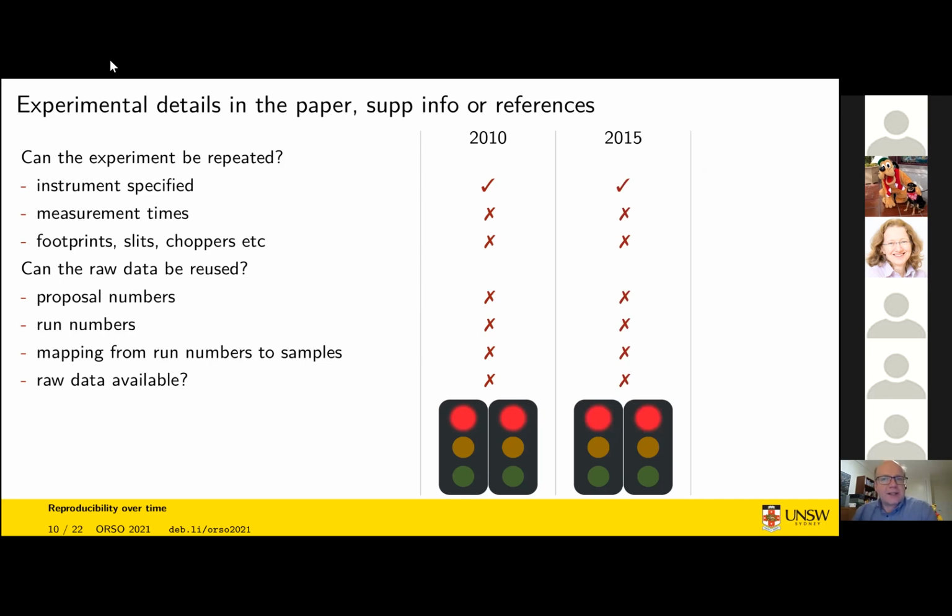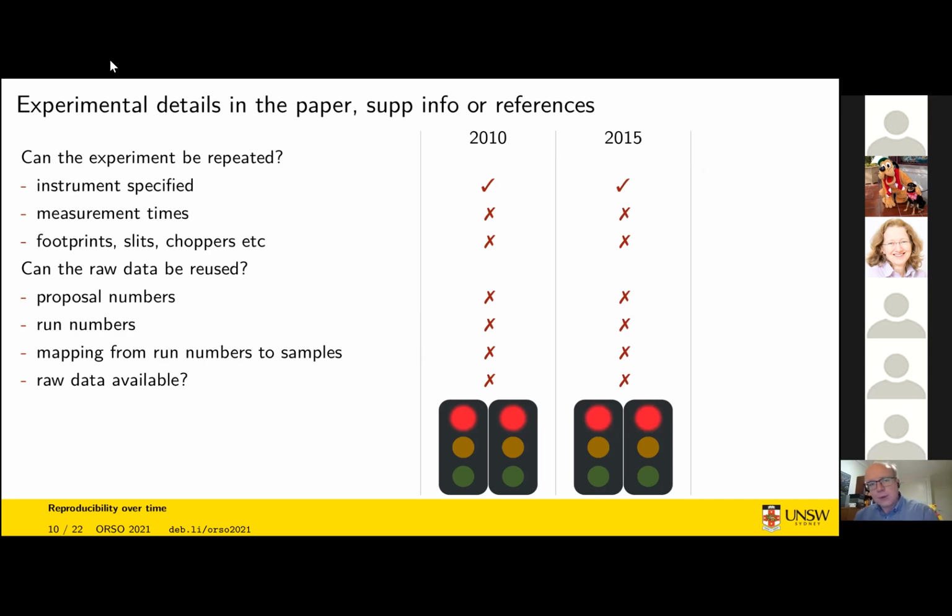If we move just 5, 6, 7 years into the future from that original paper, we would expect to see some level of improvement. But we don't. That 2015 paper, once again, tells you that it was D17 and INTER that were the source of the raw data, but there's nothing else there.